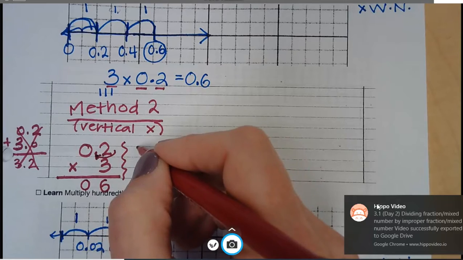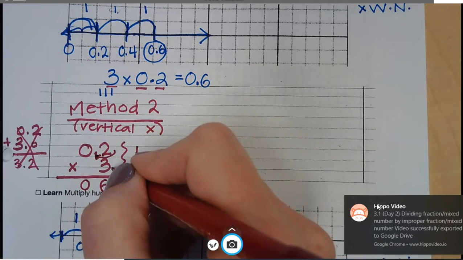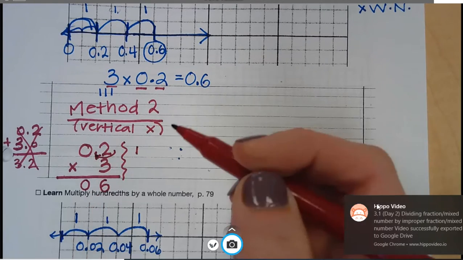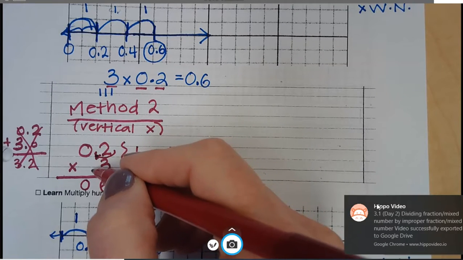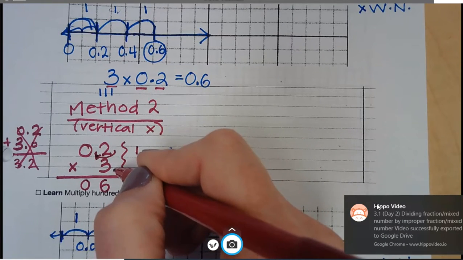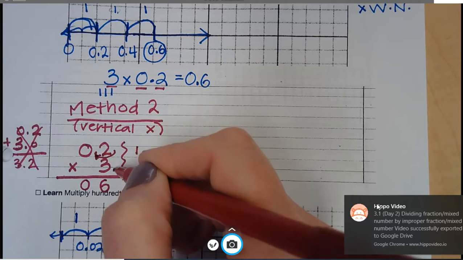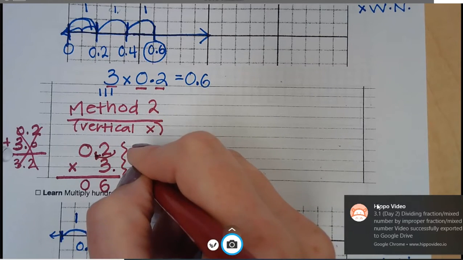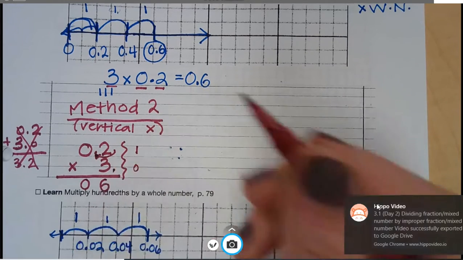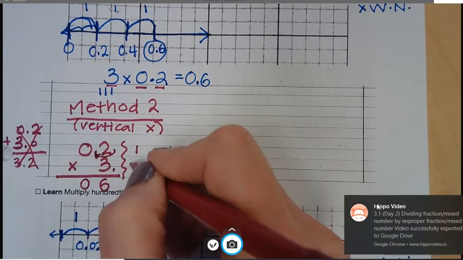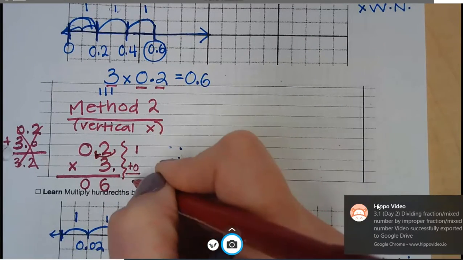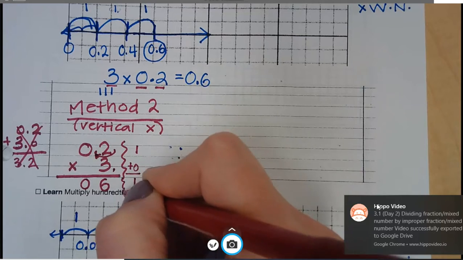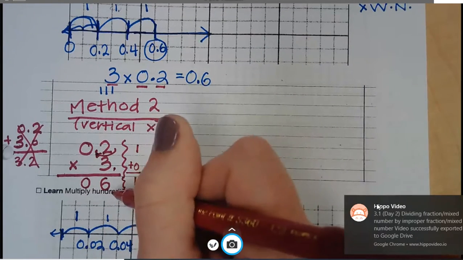Is there a decimal point in 3? There's no decimal point to the left of it. Technically, there would be a decimal point here, which is on the right. So it's 0 from the right, because that is the far right. And then I'm going to add 1 plus 0, which is 1. And that is how far I'm going to move my decimal point in from the right of my answer.